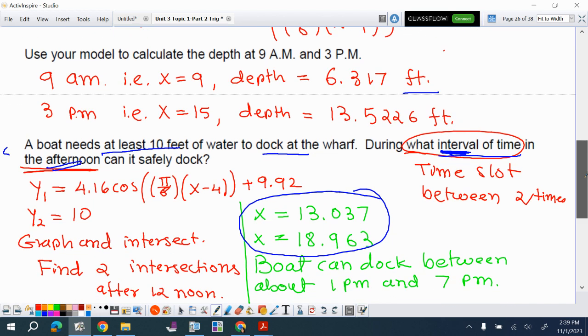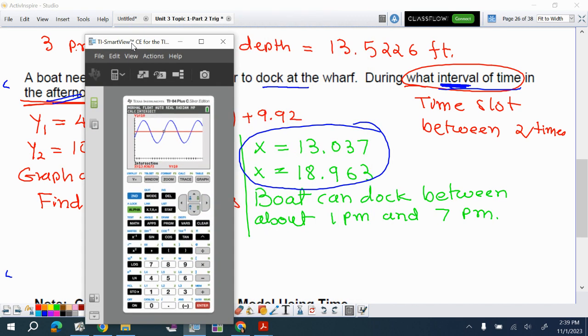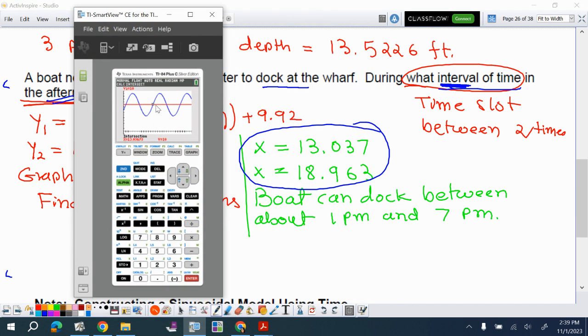Okay, so we found the two intersections. The first intersection is 13.037. The second intersection was 18.963. So I'm keeping this calculator here again one more time. This is 13.037 and the second one, this point, is 18.963. Okay, so these are the two time slots.